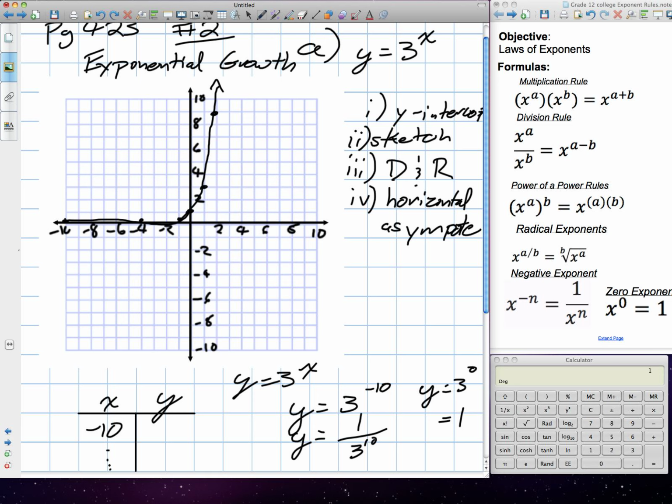So let's just talk about a few other things. We've done the y-intercept. We know it was at 1. We sketched this. Domain and range. What's the domain of this function? x is an element of the real numbers. This number stretches all the way from negative infinity to positive infinity. It goes forever. So our domain, x is an element of the real numbers. Now our range is a little tricky. What is our range?